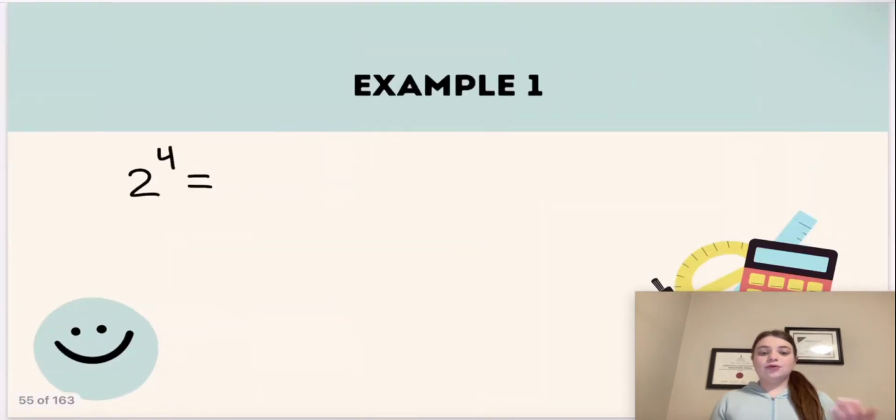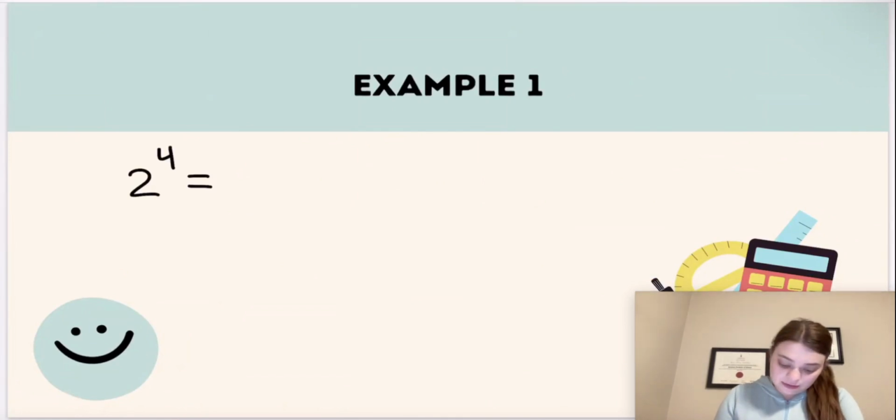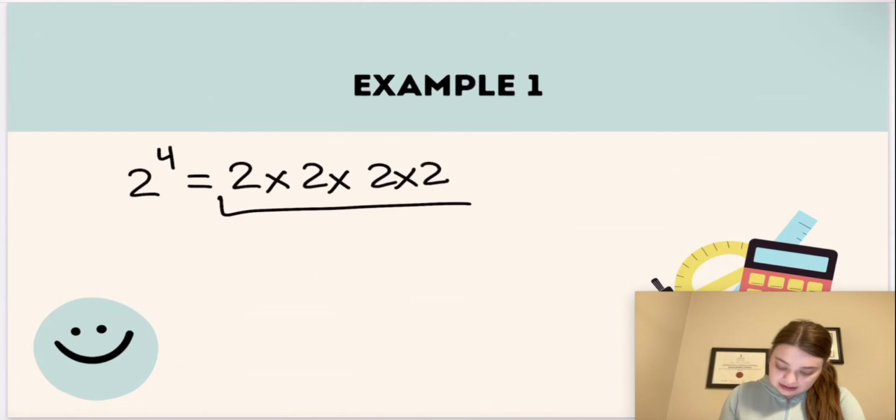So, for example, what is 2 to the power 4? Well, 2 to the power 4 would be 2 multiplied repeatedly 4 times. So 2 times 2 times 2 times 2. So notice that 2 is multiplied by itself 4 times because the exponent is 4.